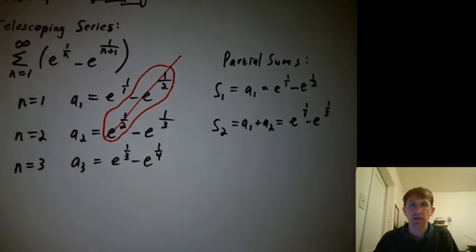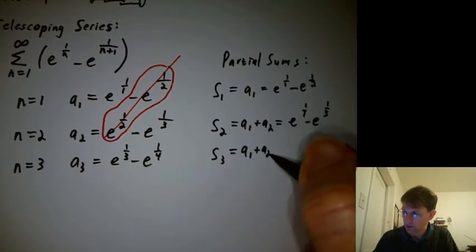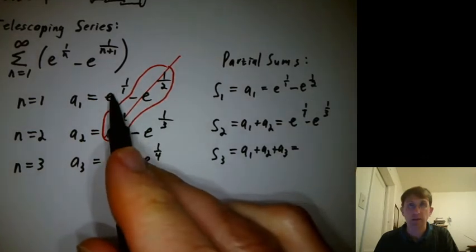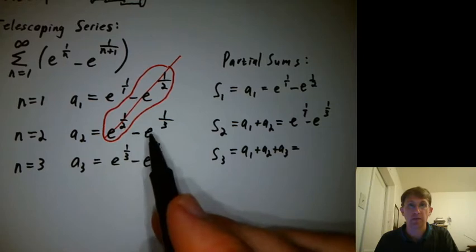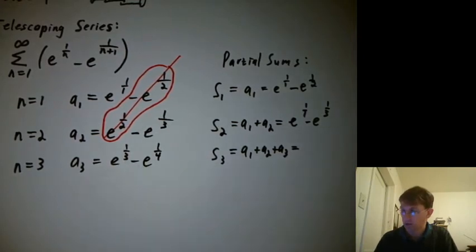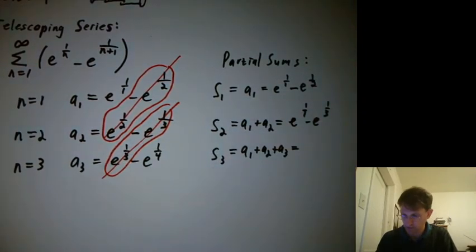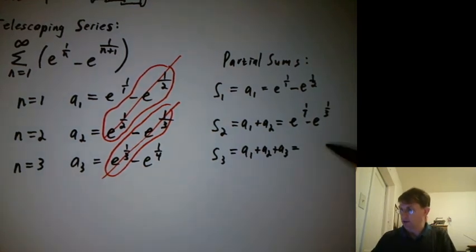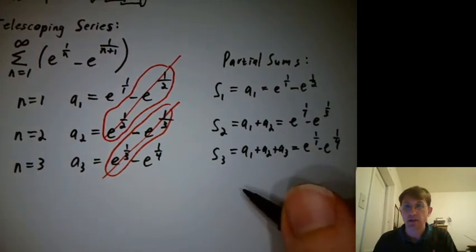You just get e to the 1 over 1 minus e to the 1 over 3. And then what happens if I say what's s sub 3? That's a1 plus a2 plus a3. And that would be this plus that, and that cancels, plus this, a negative e to the 1 over 3 plus e to the 1 over 3 minus e to the 1 over 4. So that ends up canceling too. So we get e to the 1 over 1 minus e to the 1 over 4. So what would you guess the formula for the nth partial sum is?